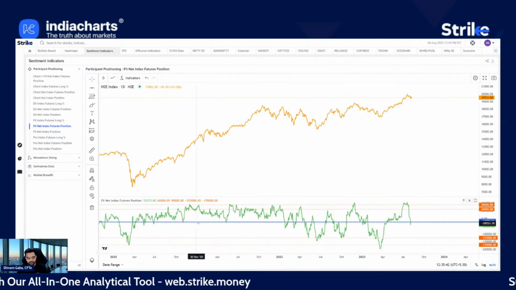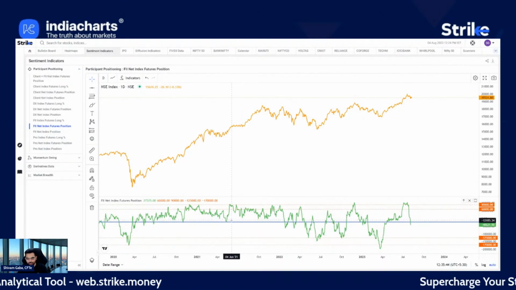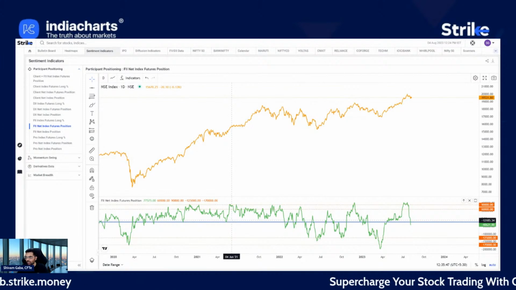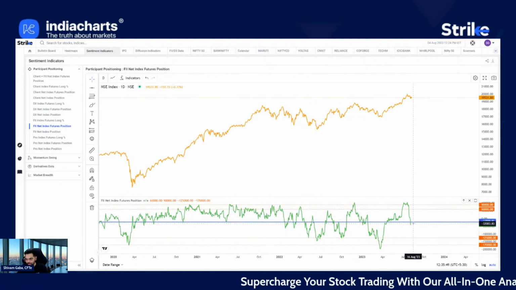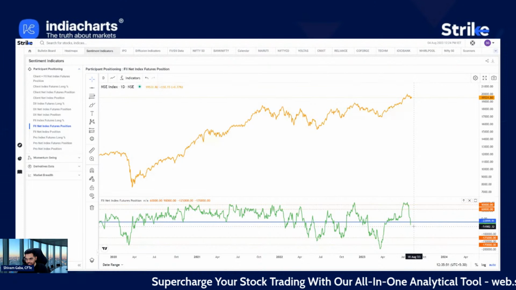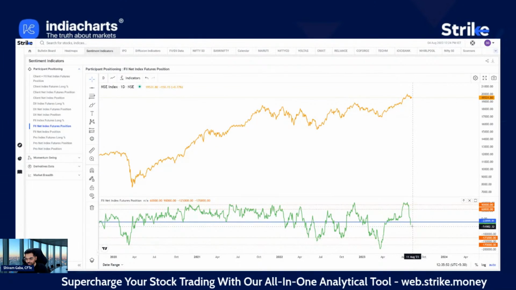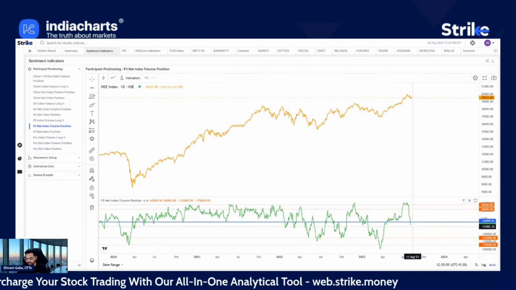Yeah, so this is the level generally around which continuations happen in a bull market. So it would be interesting to see whether there is more follow-up on the downside or we reverse from right here.